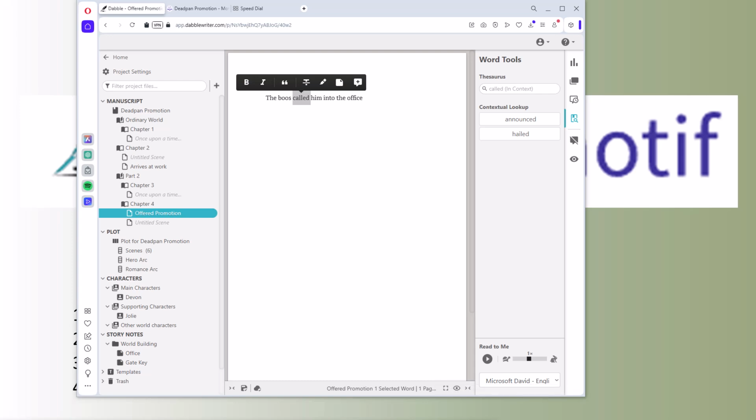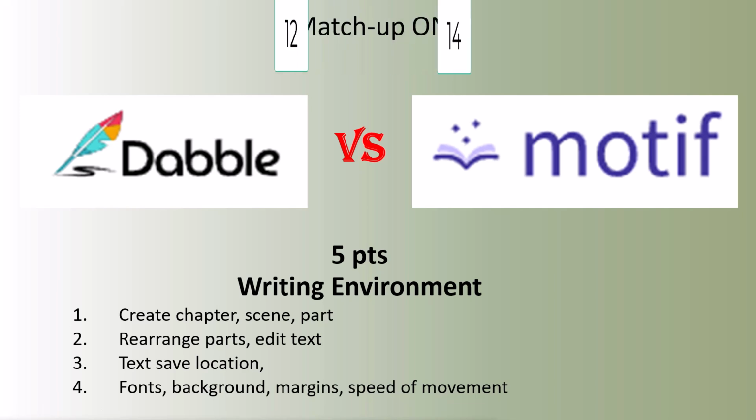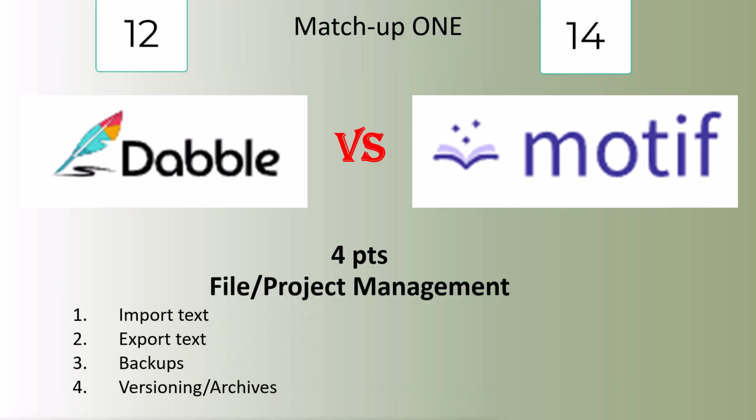So let's go look at our final task that we're going to do, and this is the project and file management section. Now we have already seen that we can export text, so we're not going to look at that again. They both can export text, so they both get a point for being able to export their text. And they can both export both the full document or just a piece of the document. The next thing is, can they import the text? Because if you already have some text written, you might want to import that as part of your story. So let's go take a look at that.